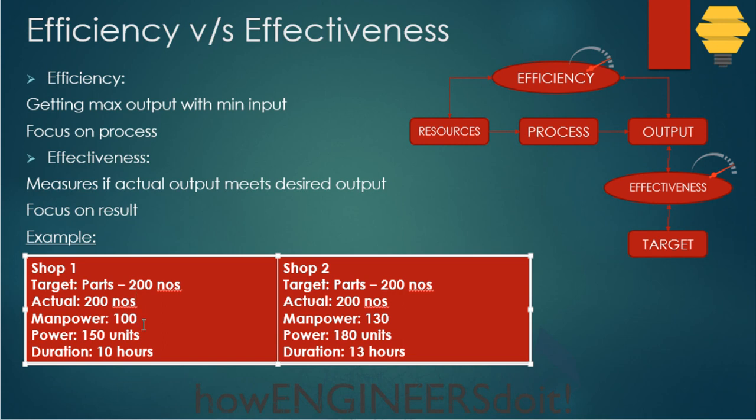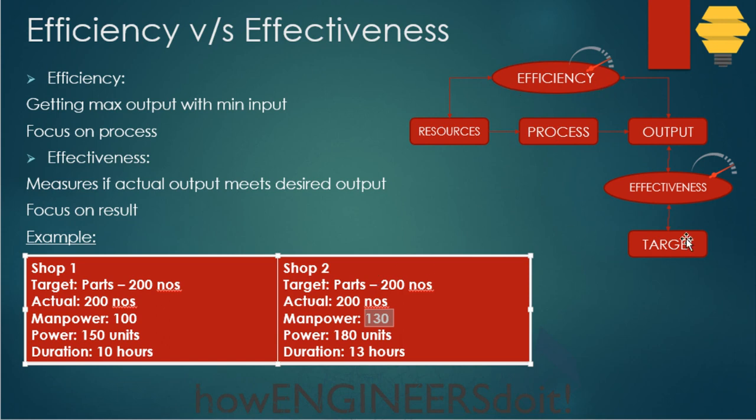Now let's see what resources they have used. Shop number 1 used 150 manpower and 10 hours of duration, whereas shop number 2 used 130 manpower, 180 units and 13 hours. Here you can see that resources were used more by shop number 2, though they achieved the target. So we would say that shop number 2 and shop number 1 have the same effectiveness, whereas shop number 1 has more efficiency than shop number 2.